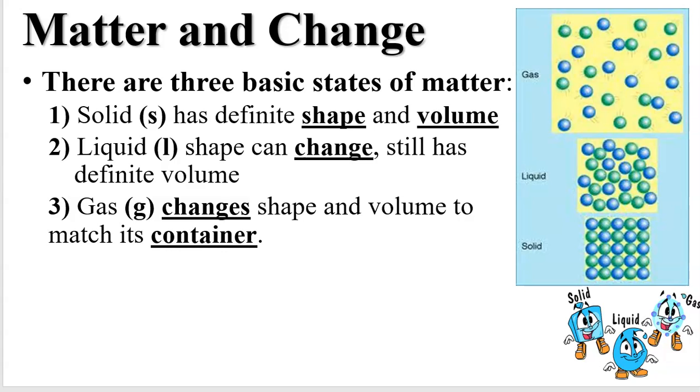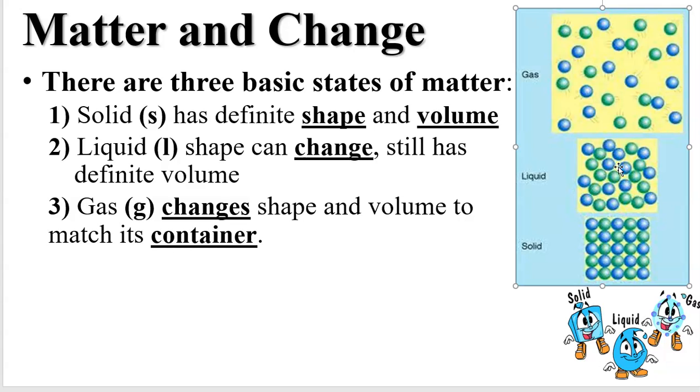You've been seeing these state particle diagrams for a long time now, I'm sure, probably since about 4th or 5th grade. There are three basic states of matter. Solids have a definite shape and volume. So right over here, that's going to be a solid. They're very tightly packed together. Liquids, right here, can change their shape, but they still have a definite volume.